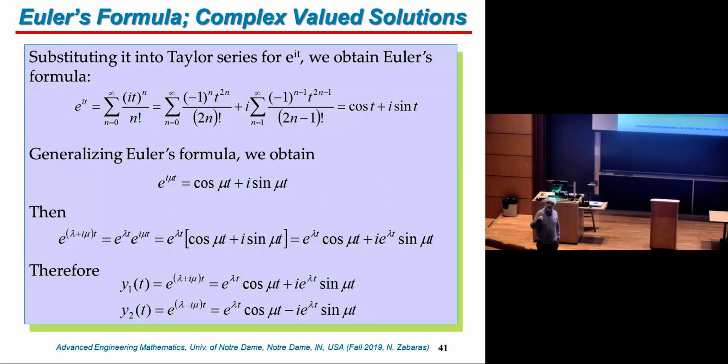It's cosine of mu t plus i sine of mu t. So it's an oscillation with frequency mu. So in reality, instead of using these complex solutions the way that you see here, what you can do is use those two as the fundamental solutions.